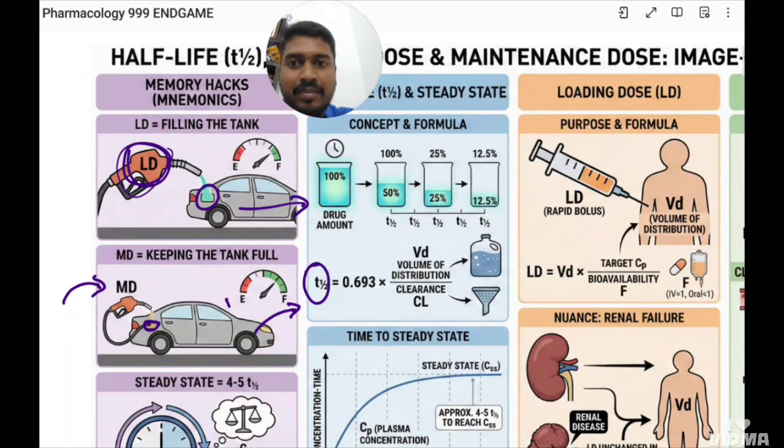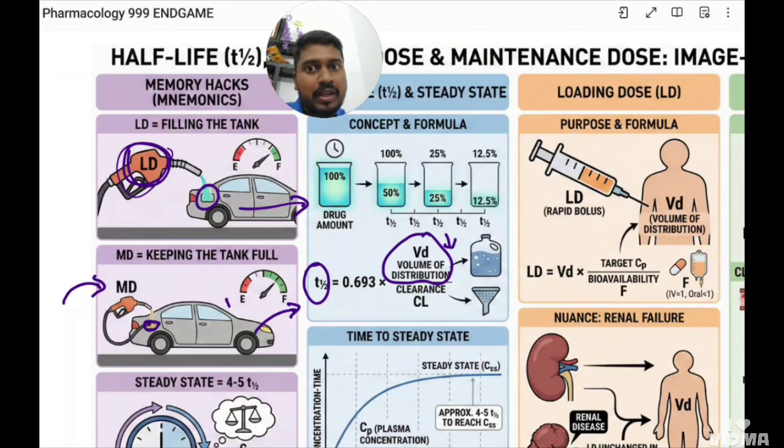So this T half depends on 2 factors. One is volume of distribution. Volume of distribution means the total body volume. It is not exactly the total body volume. It depends on whether the drug is confined to the vascular system only. If the drug only goes to the blood, that means it has lower volume of distribution.